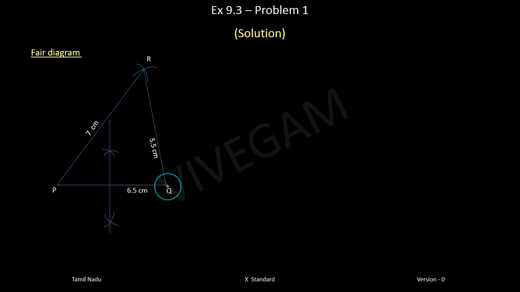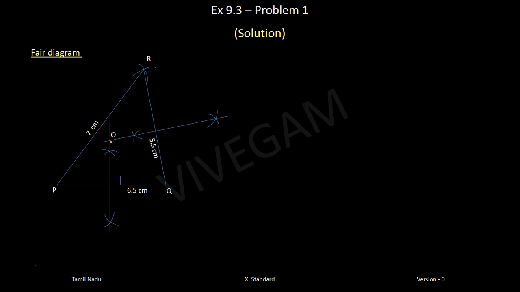Then do the same thing with Q as a center with the same radius: you'll have to draw one on the left and one on the right. So these two will intersect, okay, and you'll have to join them. So that gives you the perpendicular bisector of QR.